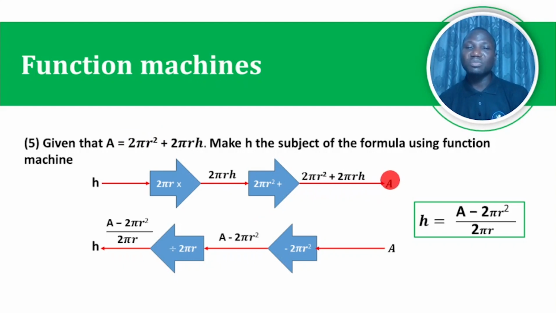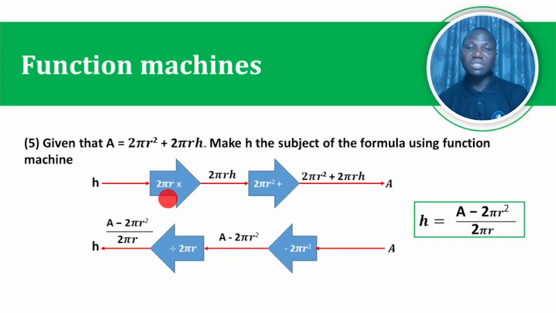Now, to change the subject from a to h, we go back into this first machine. Now, this first machine here, we do the opposite of what this machine did. This machine added 2 pi r squared. Therefore, this one will subtract 2 pi r squared from what is coming into it. So that means a minus 2 pi r squared will come out of this first machine.